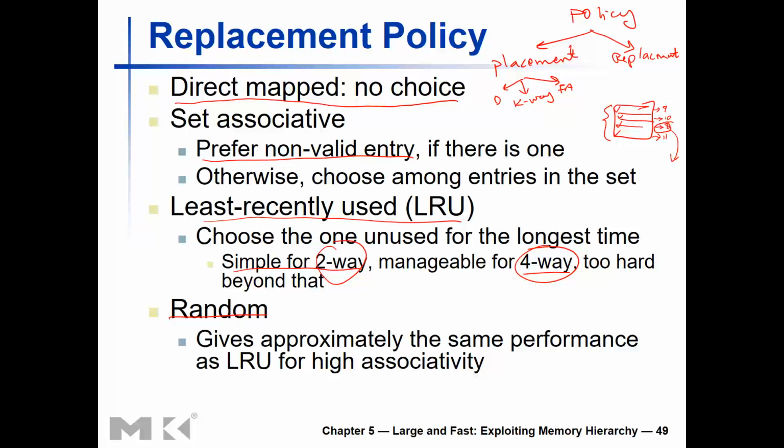Random gives approximately the same performance as least recently used for high associativity, if you have the set large. So basically, when your set size is small, least recently used is preferred. When it is large, random could be the preferred method. But obviously, the best results are given by least recently used.